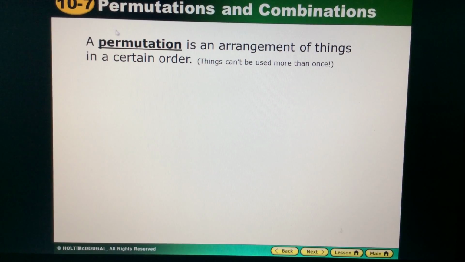All right, so now you need that in order to do permutations and combinations, and you're going to practice those tomorrow in class. So now let's look at the definition of a permutation. It is an arrangement of things in a certain order. So order is important.